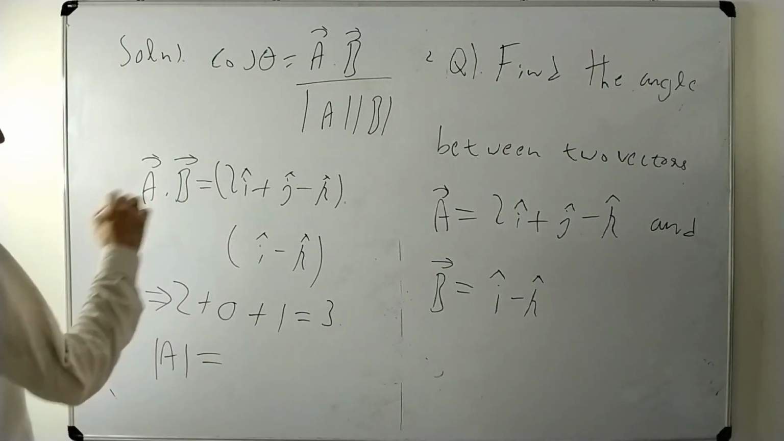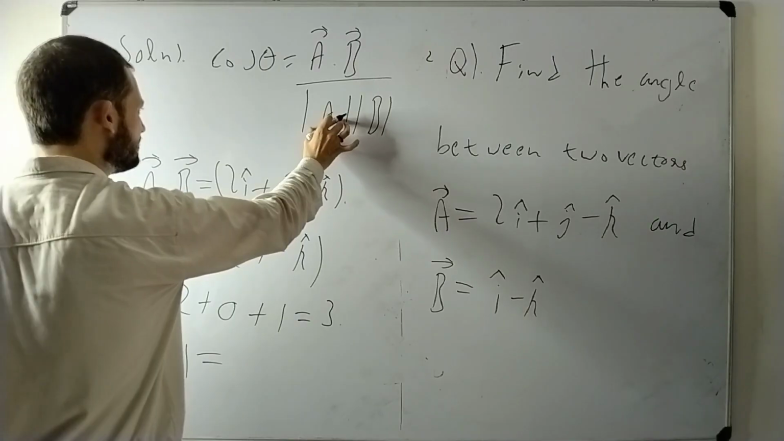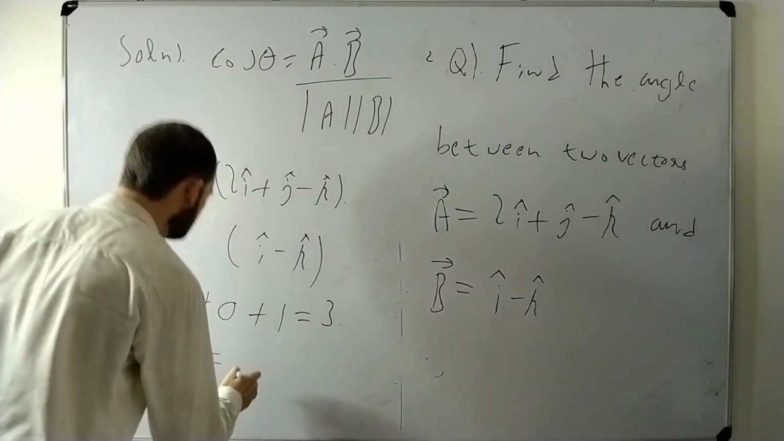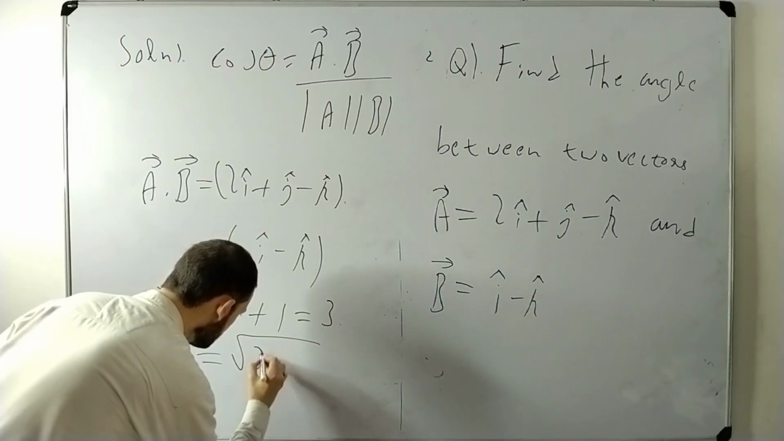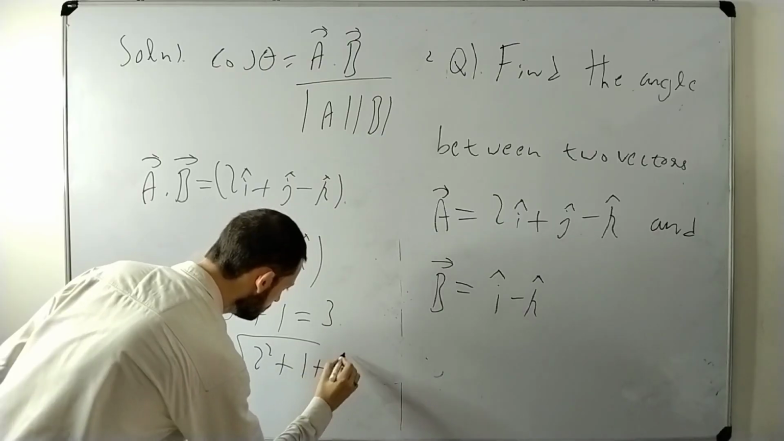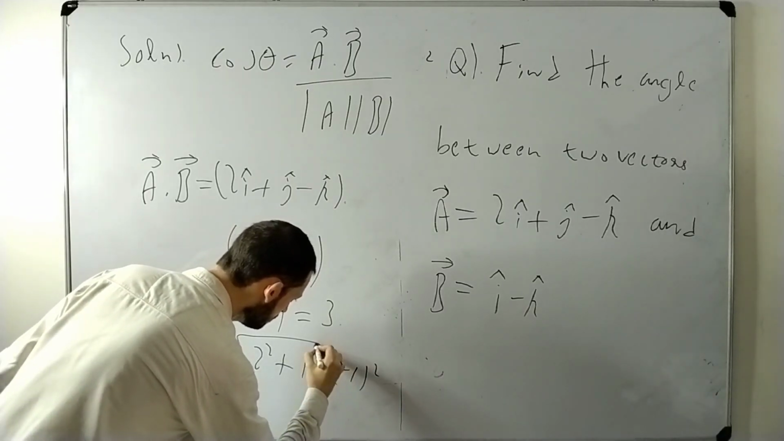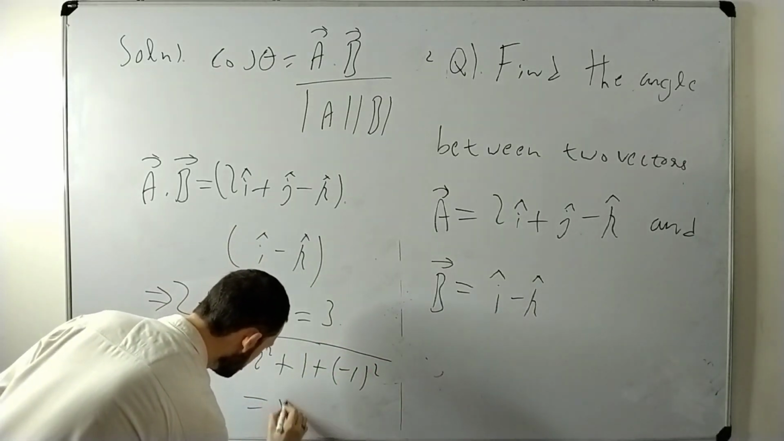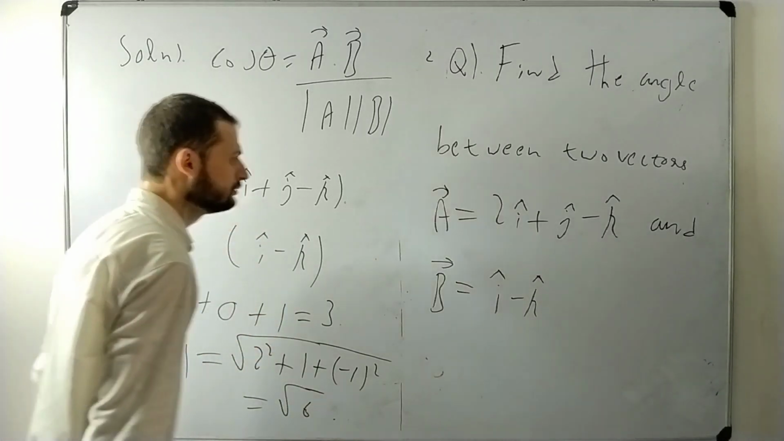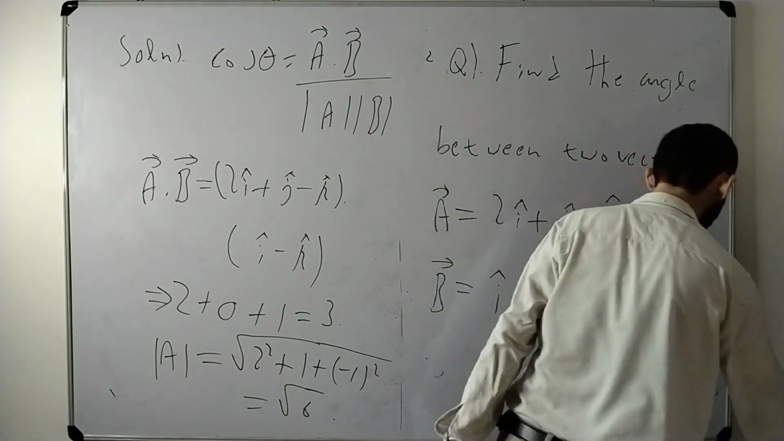So you can do it in reverse also. You can find A modulus first, or B modulus first. It doesn't matter. Under root 2 square, 1, plus minus 1 square. What is this value? Under root 6. Right, student? Yes, sir. B modulus is what? Under root 2, sir.